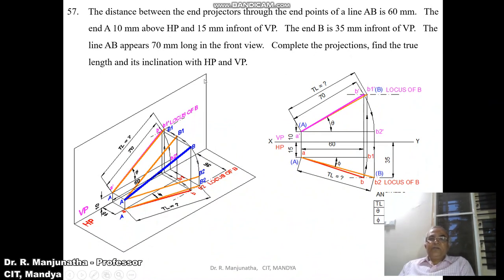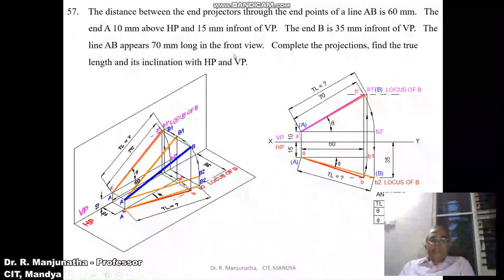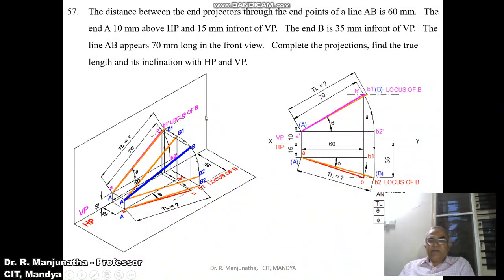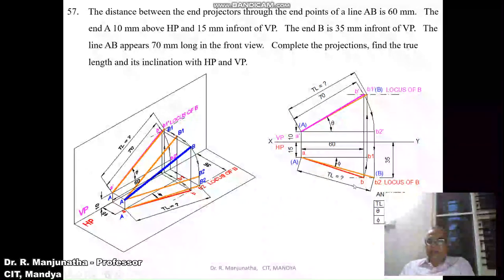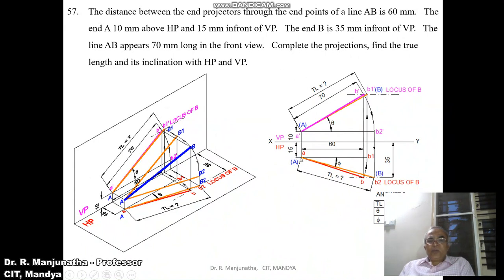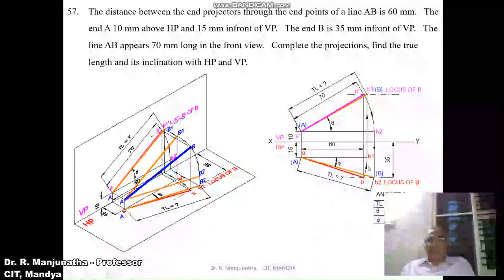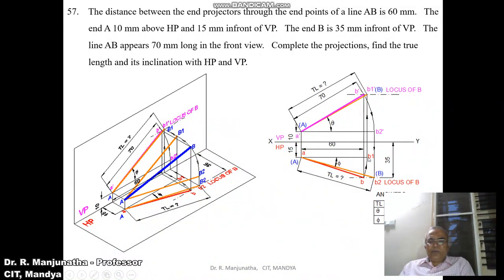Now we need to find out the true length and the true inclination with HP and VP. As we know, you make the top view line parallel to the XY line in the top view. So with A as center, taking the radius of AB using the compass, you draw a smooth thin arc which will cut the locus of A here. That means AB1 will be in front of VP by 15 mm.